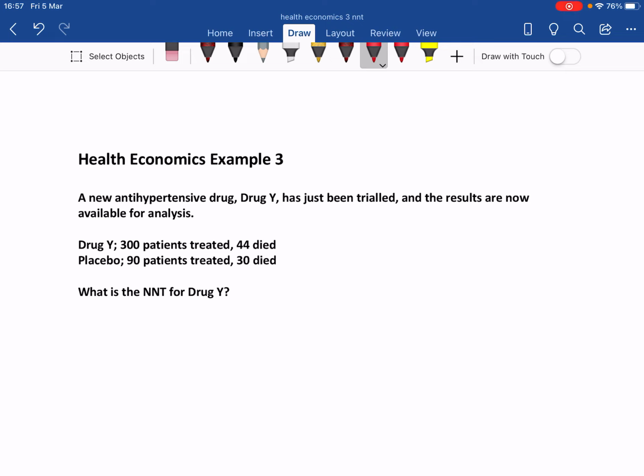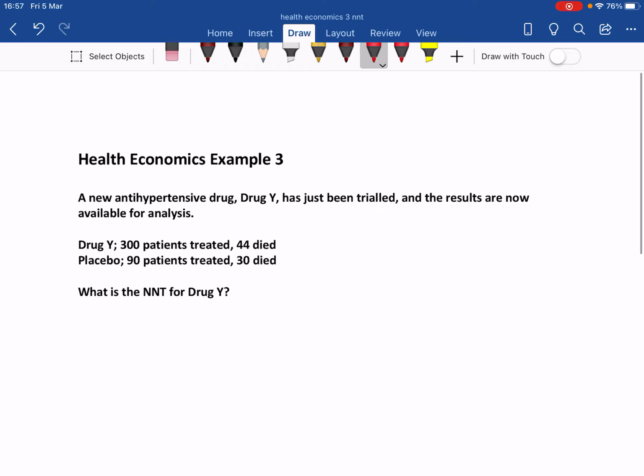A new antihypertensive drug, drug Y, has just been trialled and the results are now available for analysis. With drug Y, 300 patients were treated, of which 44 died, and in the placebo group, 90 patients were treated and 30 died. So we're being asked, what is the number needed to treat for drug Y? There's a couple of equations we need for this sort of question.